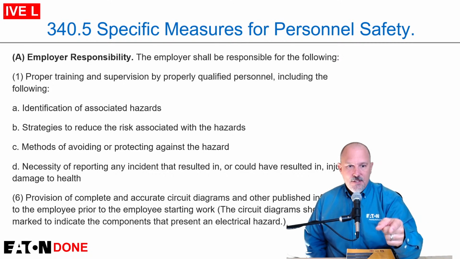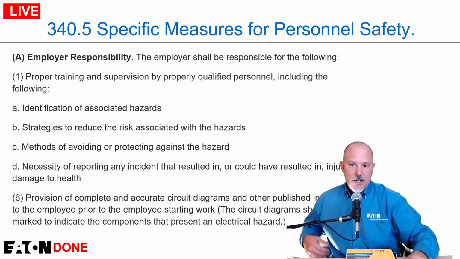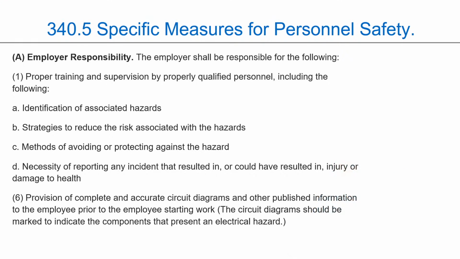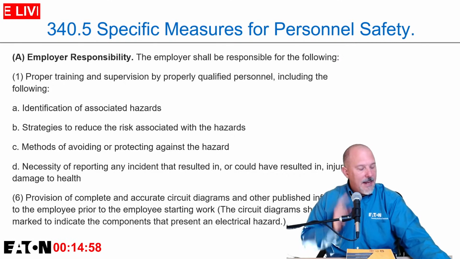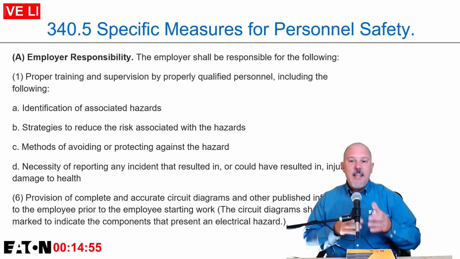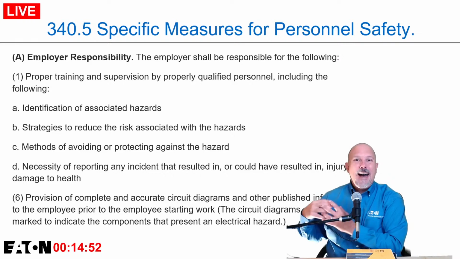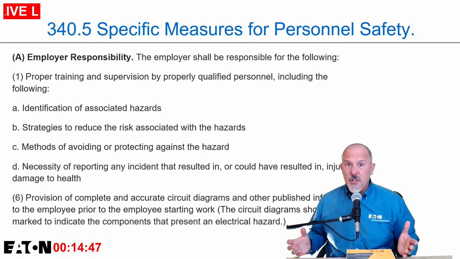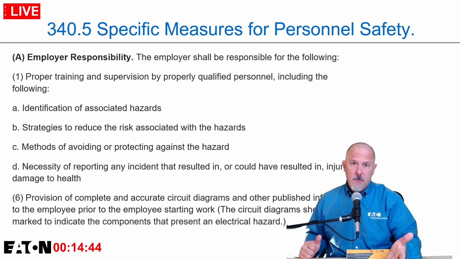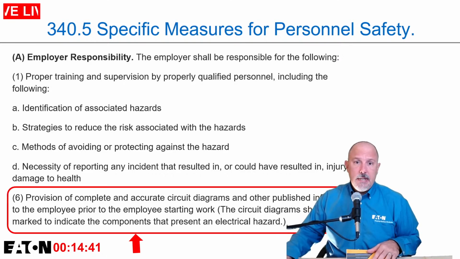And finally, you get down to 6, so that's item 1. Let's take a look at 6. Provisions of complete and accurate circuit diagrams and other published information to the employee prior to the employee starting work. They need those single line diagrams. They need that information before they get to work because they have to understand how to create an electrically safe work condition. And if you're looking at a document that's 10 years old, you don't know if you're turning off the right switches because a lot can happen in 10 years.